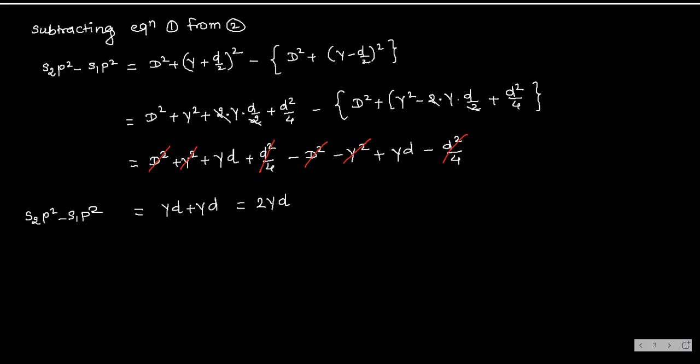Now we know the a square minus b square formula, a plus b, a minus b. So can I write like this? S2p plus S1p, another bracket, S2p minus S1p, which is equal to 2yd.